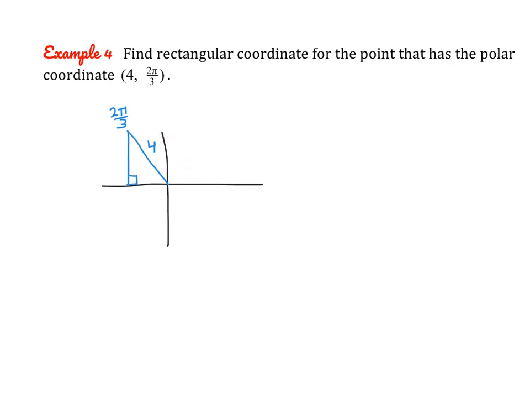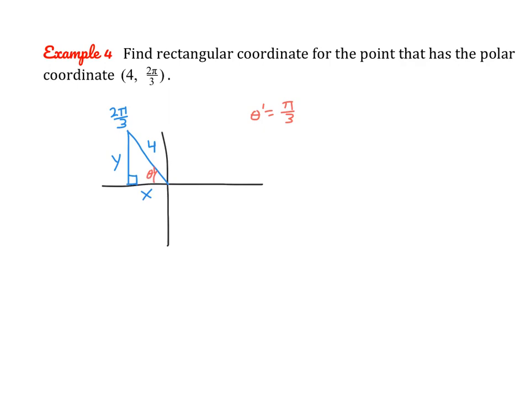And if this is 2 pi over 3, that means our reference angle right here, theta, is pi over 3. So again, that's our little reference angle. Okay, so now to find a rectangular coordinate, we're going to need to know this value, which would be our x value, and this value, which is our y value. And we can find both of those using a simple trig ratio. So again, the angle here that we are working with is pi over 3.